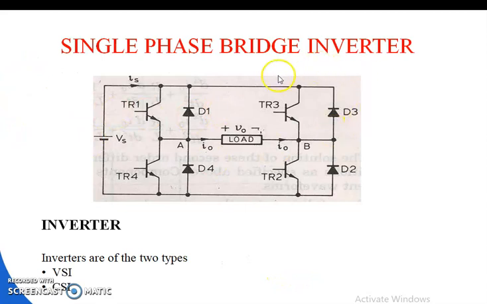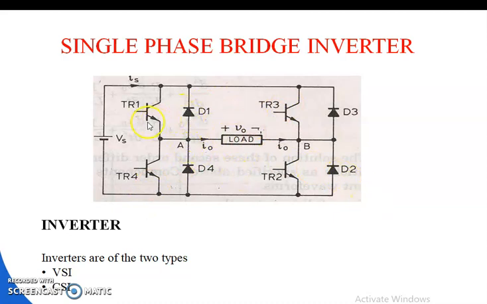Then the single phase bridge inverter. Here is the circuit diagram for the single phase bridge inverter. In that case, four different transistors are connected here: transistor TR1, transistor TR2, transistor TR3, transistor TR4. Then four diodes are connected here.